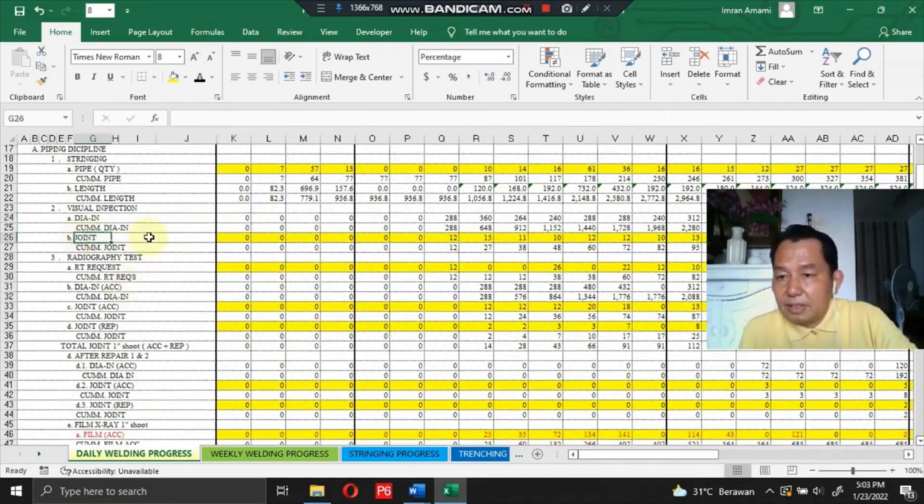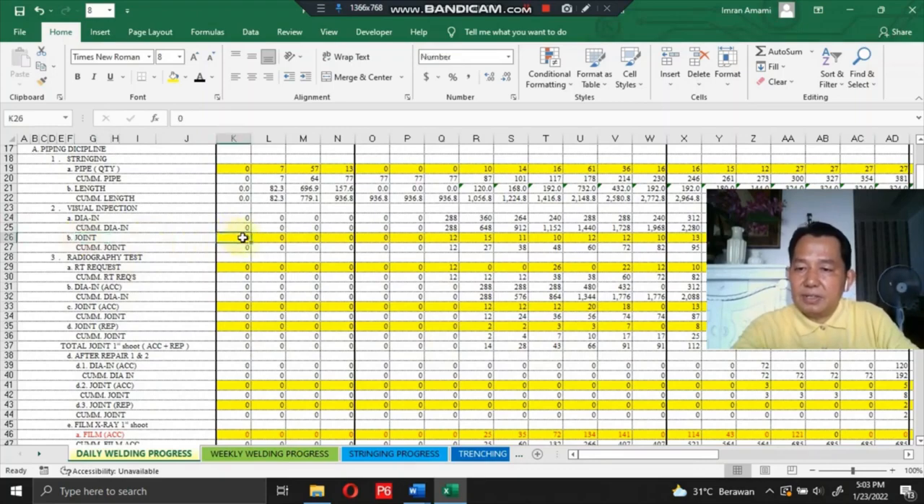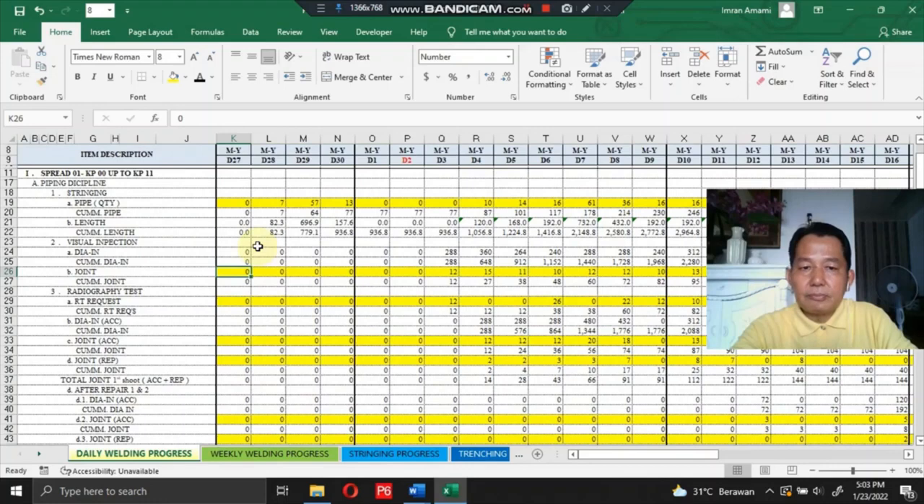Okay. And then any joint. Yes, any joint here. Okay. Before we discuss it further, a cell with a yellow color means this is a cell provided for you to input manually.